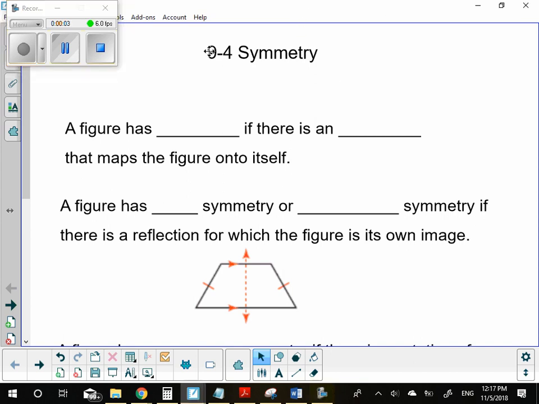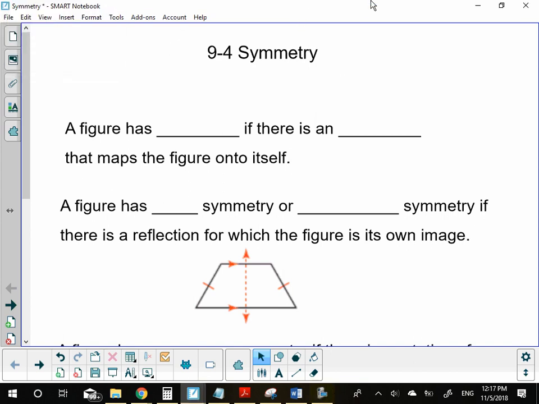Alright, so today we are talking about symmetry. You guys should have a little bit of understanding what symmetry is already.